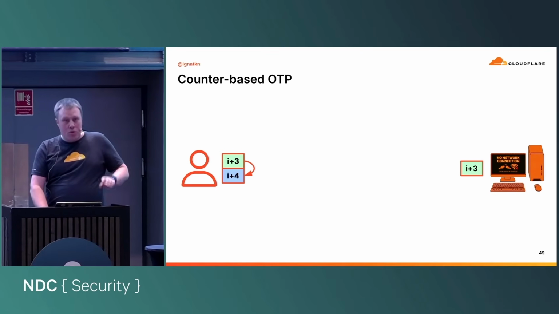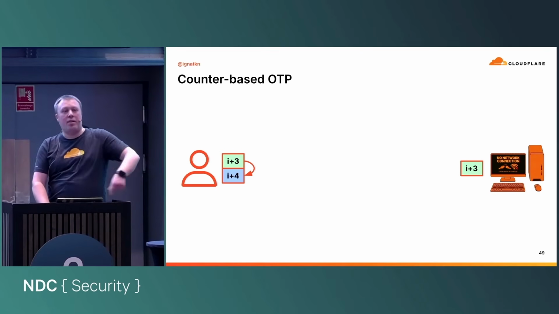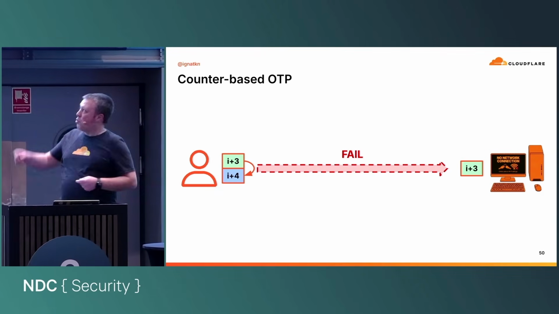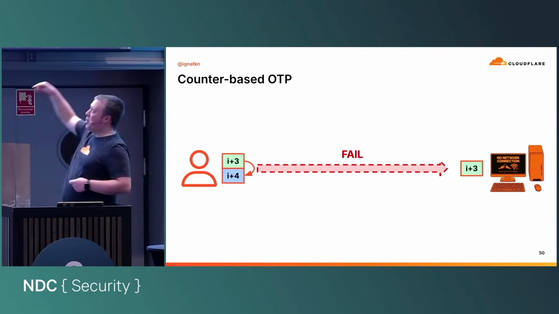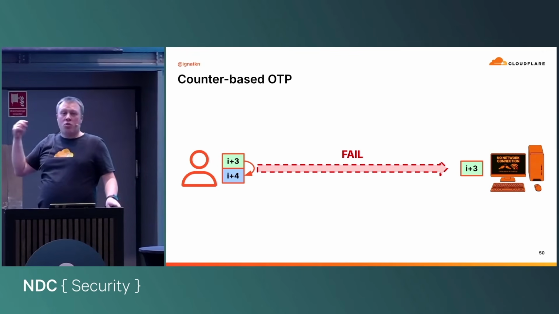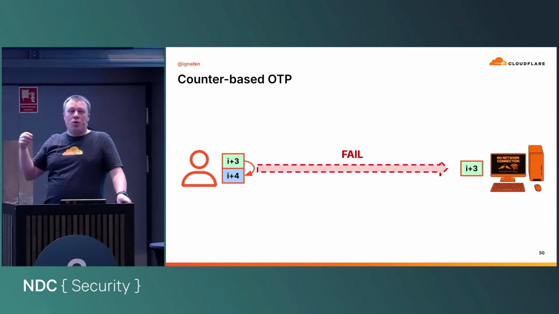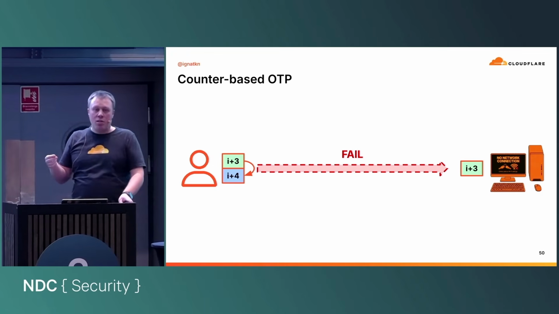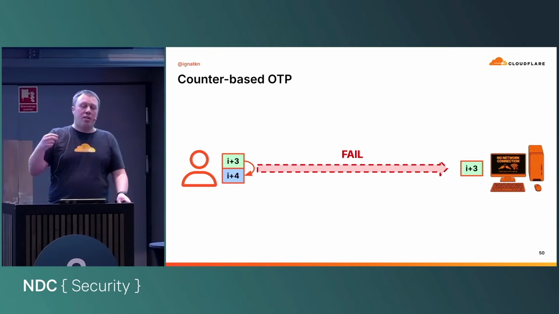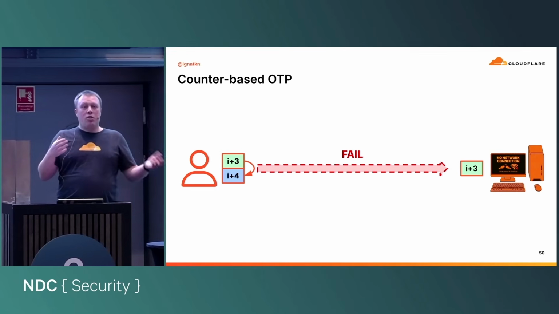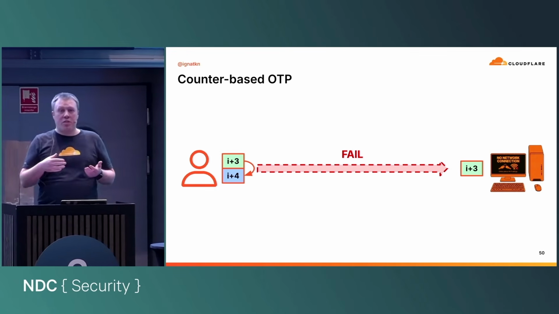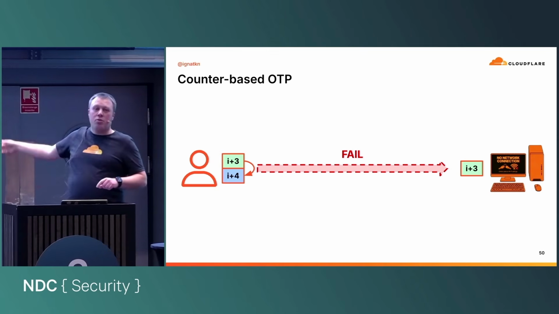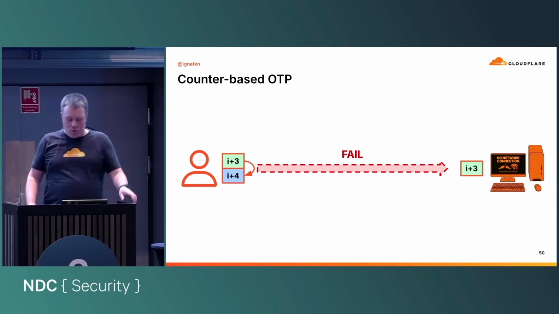So next time the user gets a failure. The user retries, but this time it fails because the user is now at counter 4, but the server is at counter 3. Verifiers usually only increment the counter on successful verification and not on failed ones, because if they did it on every verification, it would open the possibility of a denial of service attack, where I can just keep typing gibberish to the server and increase its counter in perpetuity.